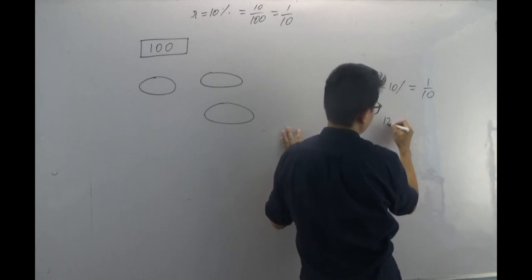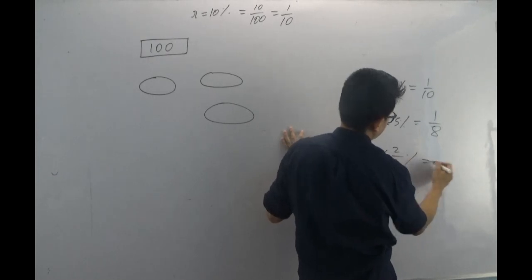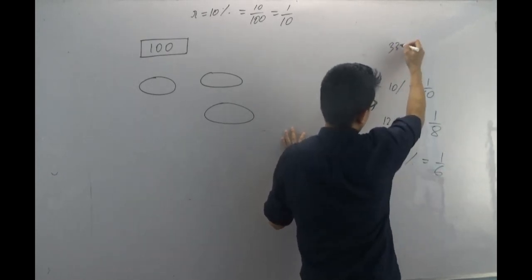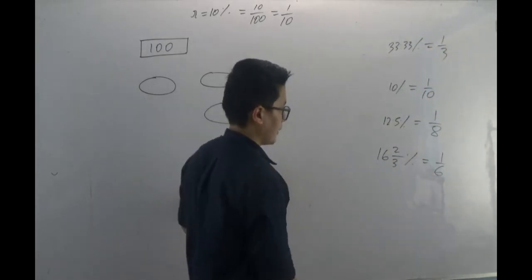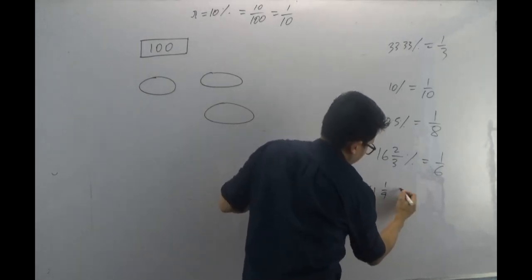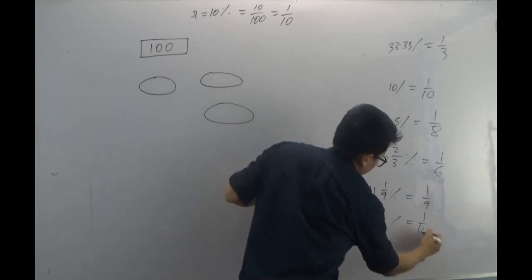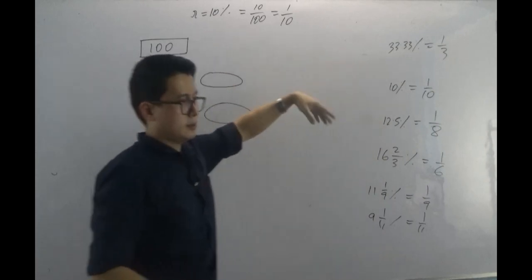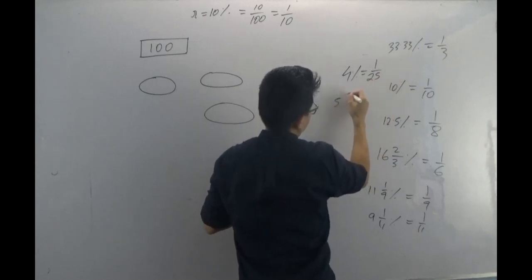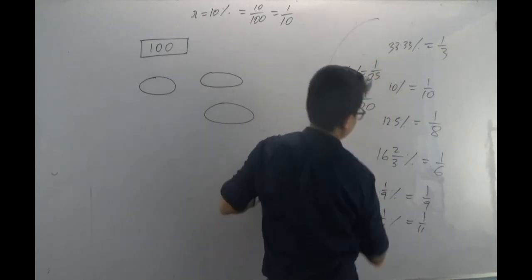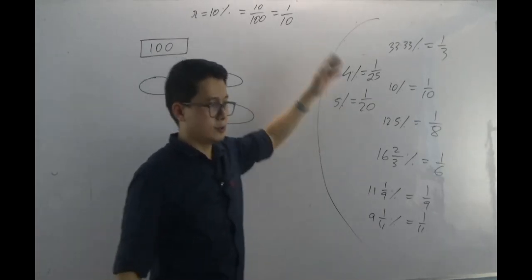12.5% is nothing but 1 by 8. 16 2 by 3% is 1 by 6. 33.33% is 1 by 3. 11 1 by 9% is equal to 1 by 9. 9 1 by 11% is equal to 1 by 11. Or let's say 4% is equal to 1 by 25, 5% is equal to 1 by 20. This should be common knowledge to you all.